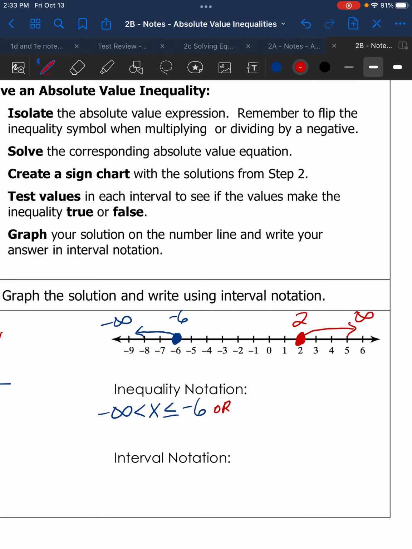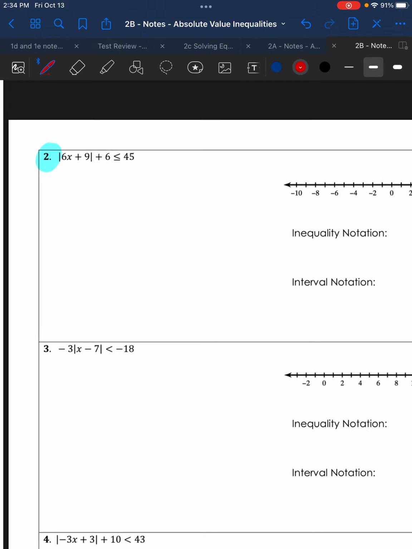Or we have 2, so the right side here, and it's equal to, that's the smallest number, x, which is less than infinity. Interval notation, I think, is a little bit easier. We have -infinity, it's not equal to, so it's a parenthesis, and then -6, and then a bracket for equal to. And then we have 2, and it's equal to, infinity, and then a parenthesis, because it's not equal to. No equal to here. All right, so that's number 1.